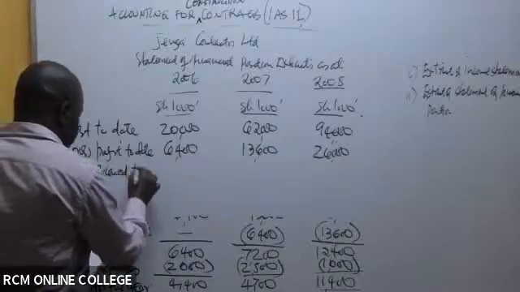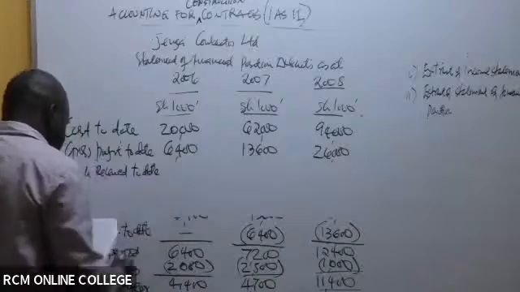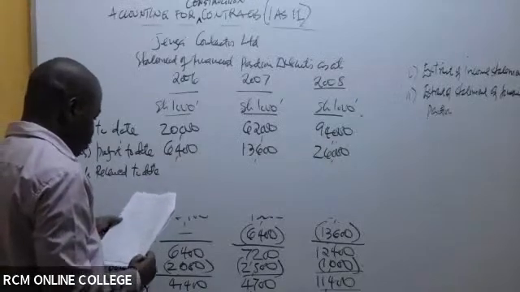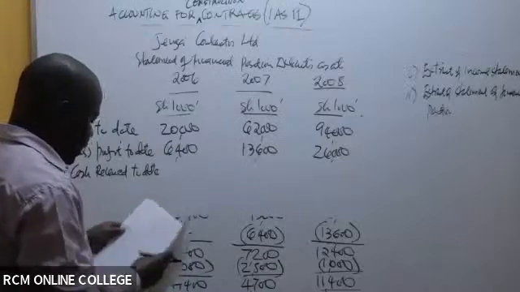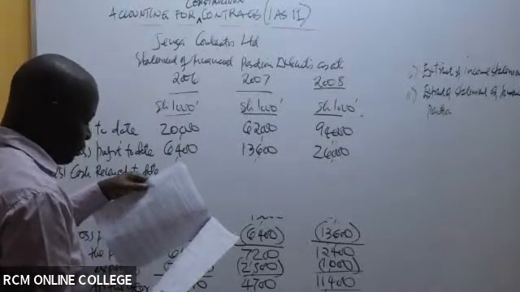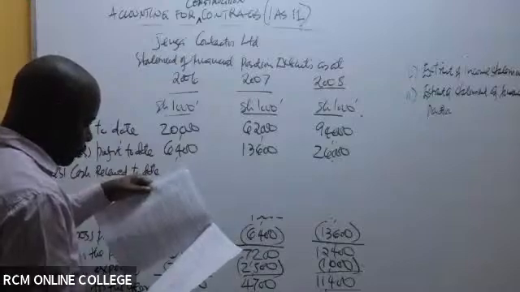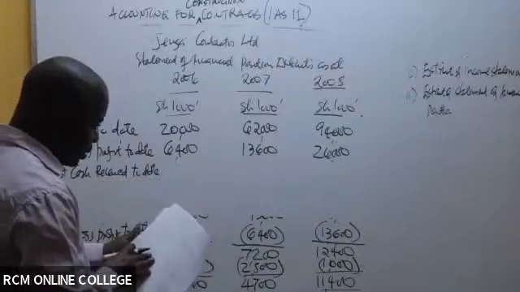Cash received to date. Less the cash received to date. If you check the question, you see the collection from client: 12 million, 38 million.